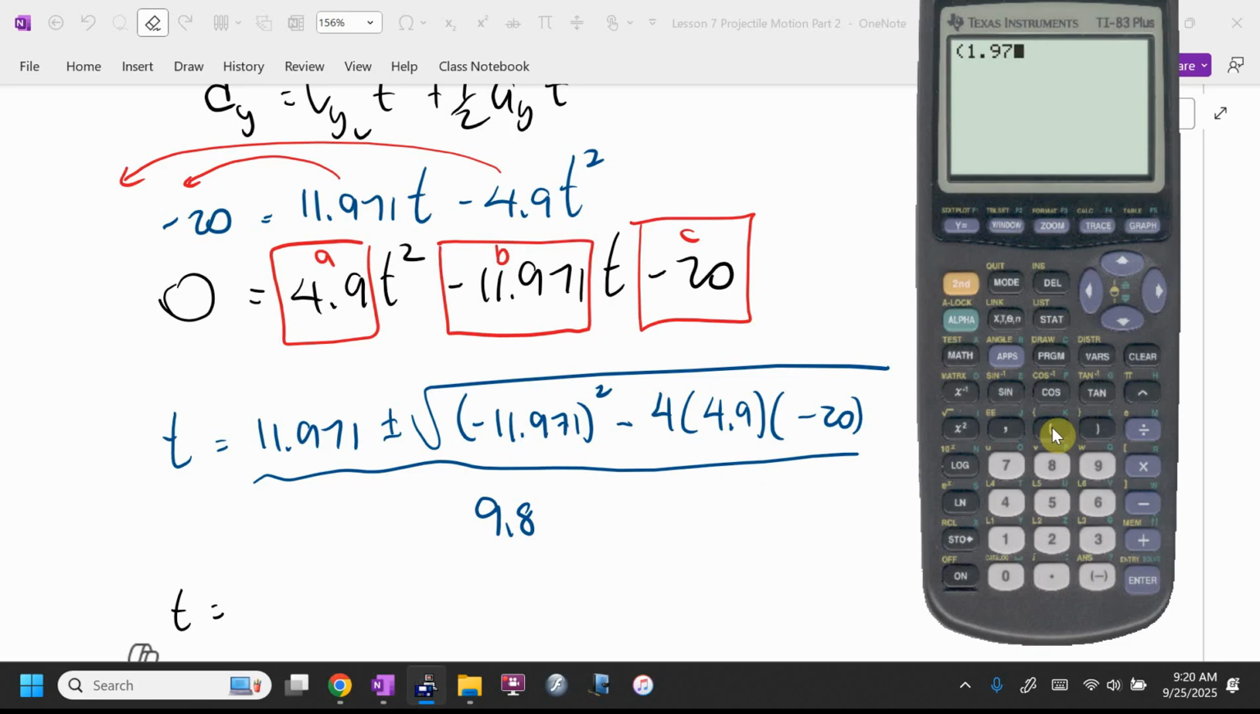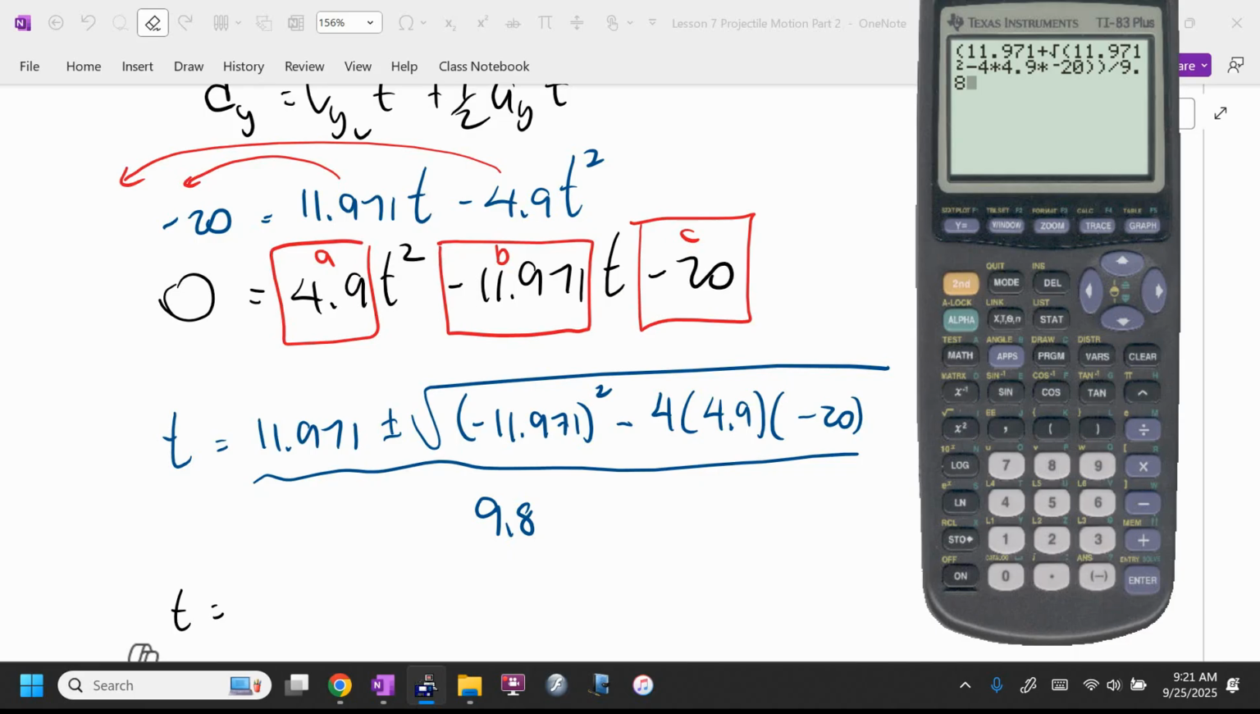11.971, and then plus sign, square root. I have to open up a bracket. Yours probably does a little indent, and it's going to be 11.971 squared, take away 4 times 4.9 times negative 20. I have to close off the square root. You can probably just go down arrow. Divided by 9.8.